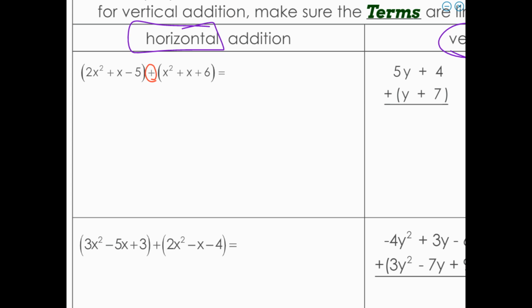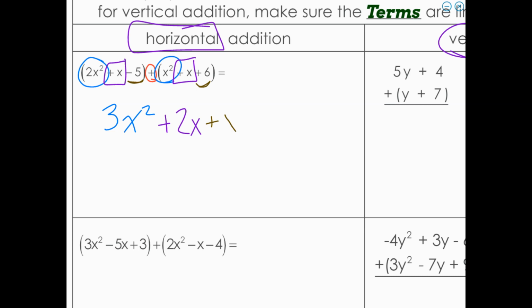So I've got a 2x squared and an x squared. So 2x squared plus 1x squared is 3x squared. Then I have a positive x and another positive x, which is 2x. And then lastly, I've got a negative 5 and a positive 6. It's actually a positive 1, because my 6 is bigger than my 5. Okay?